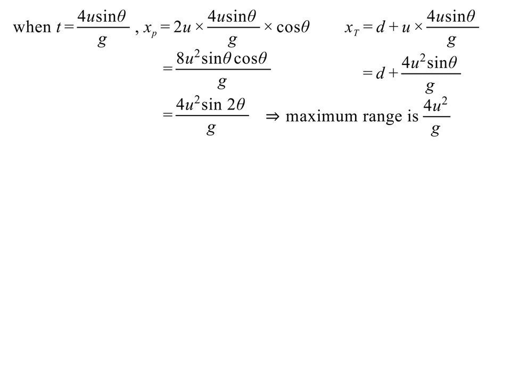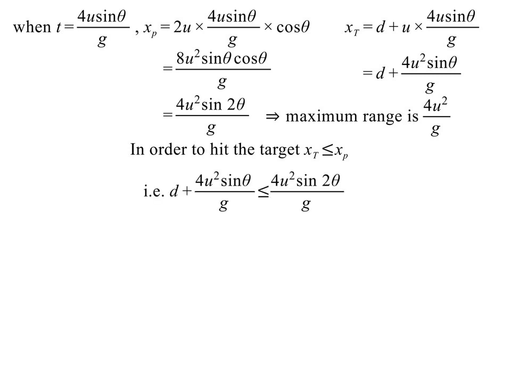So in other words, if I'm going to hit the target, then the displacement of the target would have to be less than or equal to the range of the projectile. Because if the range of the projectile was less than the range of the target, there's a chance that when I hit the ground, it's too far, the target's gone. So I need that. So what we're saying is d plus 4u squared sine theta on g must be less than or equal to 4u squared sine 2 theta on g. Making d the subject, I now know this. d has to be less than or equal to 4u squared on g times (sine 2 theta minus sine theta).